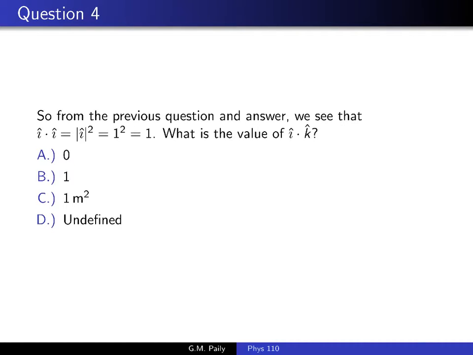From the previous question, we have seen that for any vector q, q dot q gives you the magnitude of q squared. Thus, i dot i will give you magnitude of i squared, which is 1 squared, which is just 1. What is the value of i dot k? Pause and take a moment and try and figure out the answer by yourself using the formula for the dot product that we have already learned.